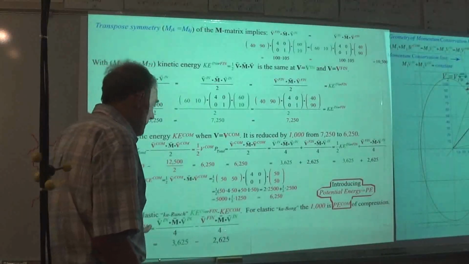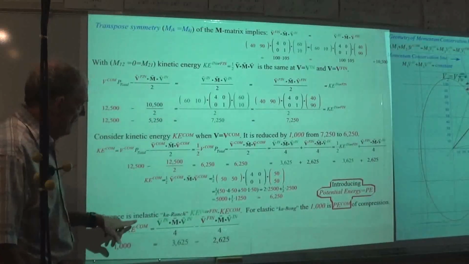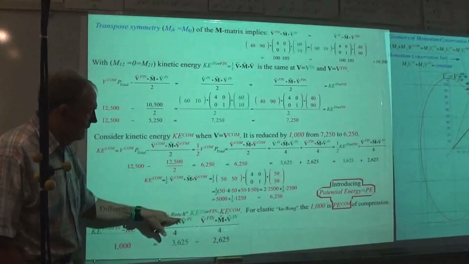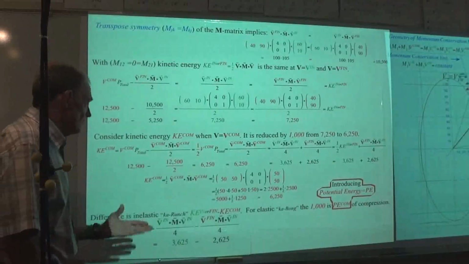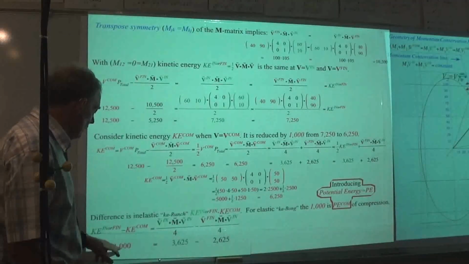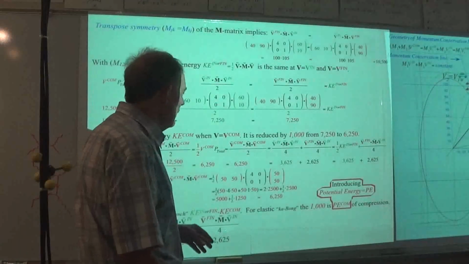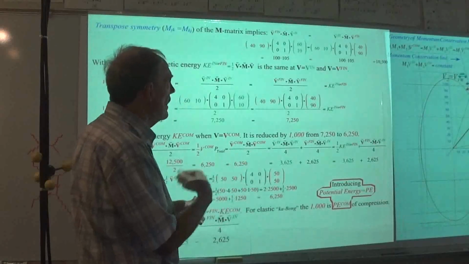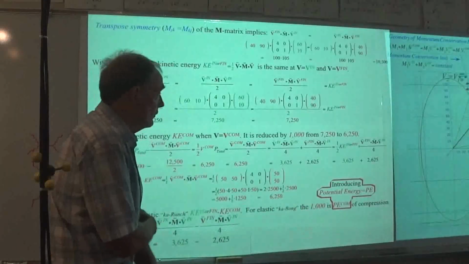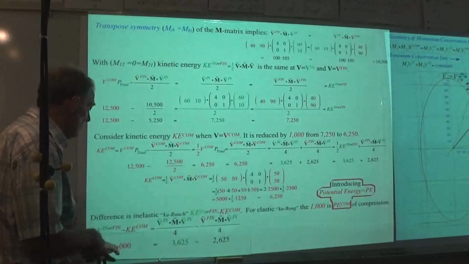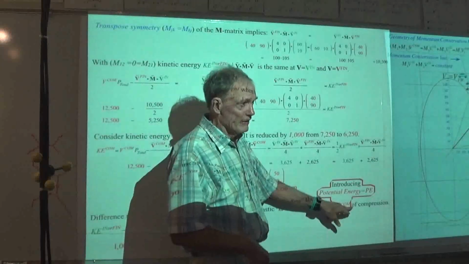Now, be aware that there's a nice formula here. That is the kinetic energy at the beginning and the end minus this lopsided term divided by 4. That gives you this 1,000, this potential energy that you have. The difference between being elastic and not elastic. If you're elastic, you've got 7,250. If you're not elastic, you've got 6,250. The 1,000 is the difference. And that really is what we're going to be calling potential energy.